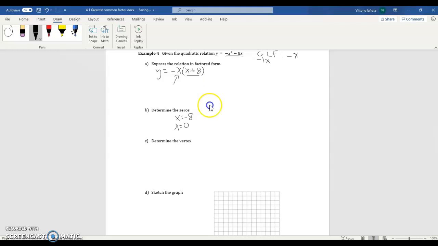Now, we can also figure out the vertex now that we have our zeros. Remember, we do our two zeros, add them together, and then divide by 2, because the vertex is in the middle there. So that's going to be -8 over 2, which is -4. So our vertex is going to occur where x is equal to -4.